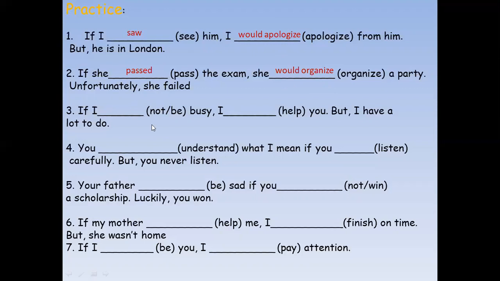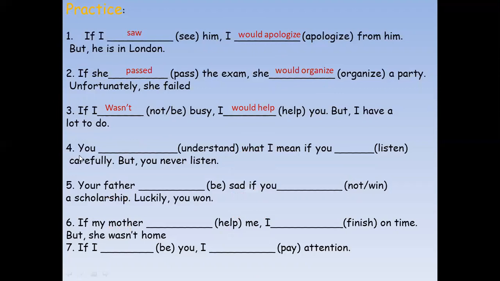Sentence 3: If I weren't busy, I would help you, but I have a lot to do. If I wasn't busy, I would help you, but I have a lot to do. Here we use verb 2.